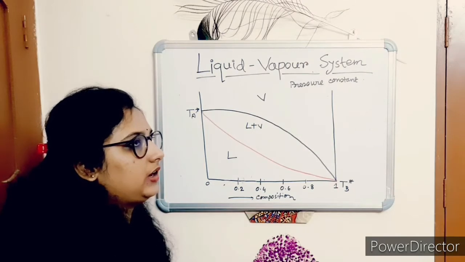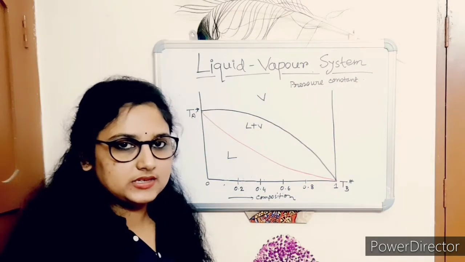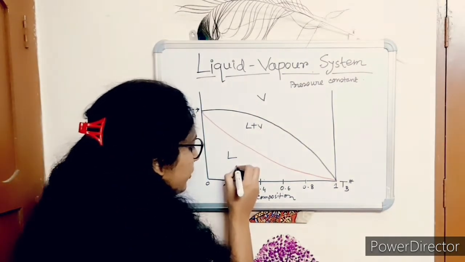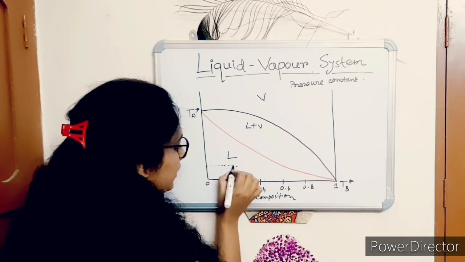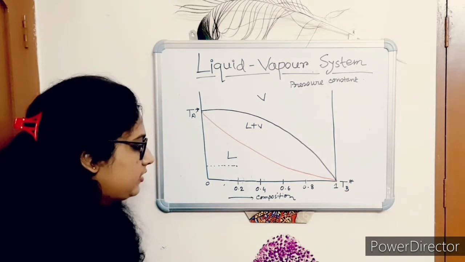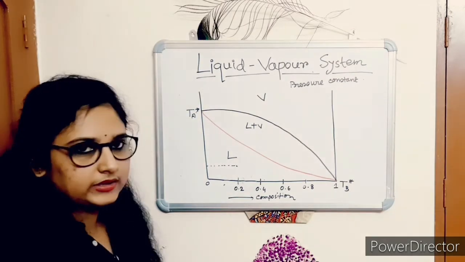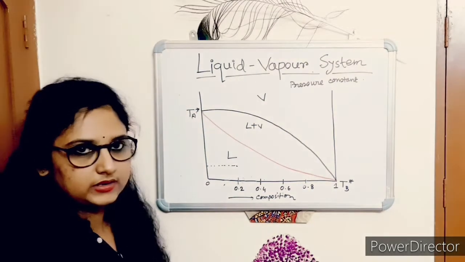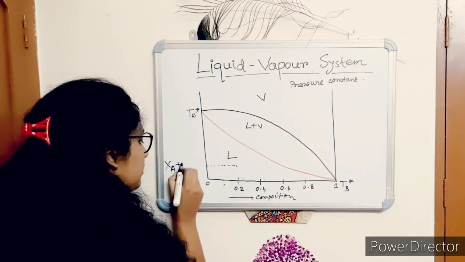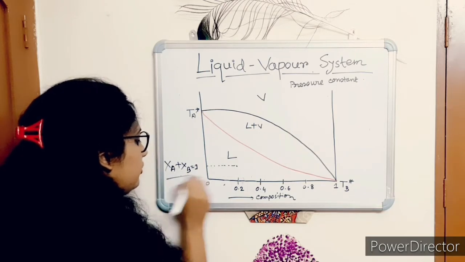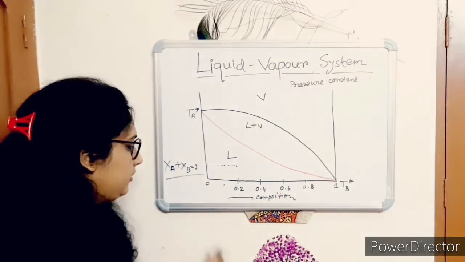Suppose there is 0.2 mole fraction of B present in the system. If you take the solution at this point, the mole fraction of B in A is 0.2. So what is the mole fraction of A? The mole fraction of A in the liquid state will be 1 minus 0.2, that is 0.8. So there is a relation: XA plus XB is always equal to 1. If you know one value, you can also evaluate the other value.